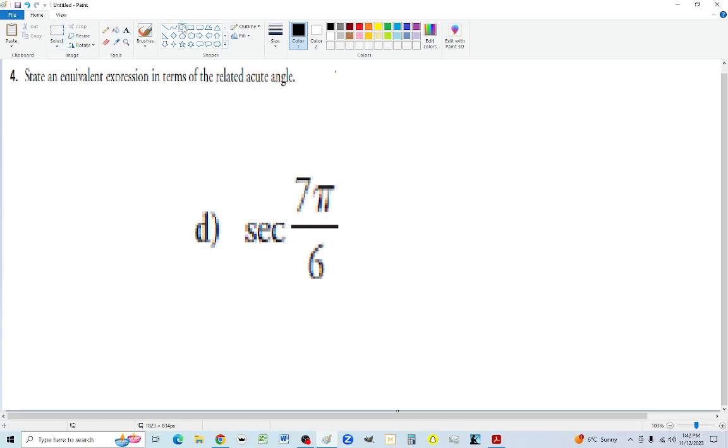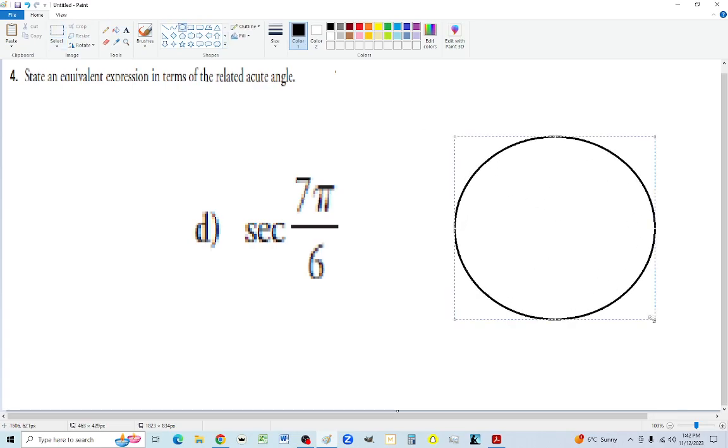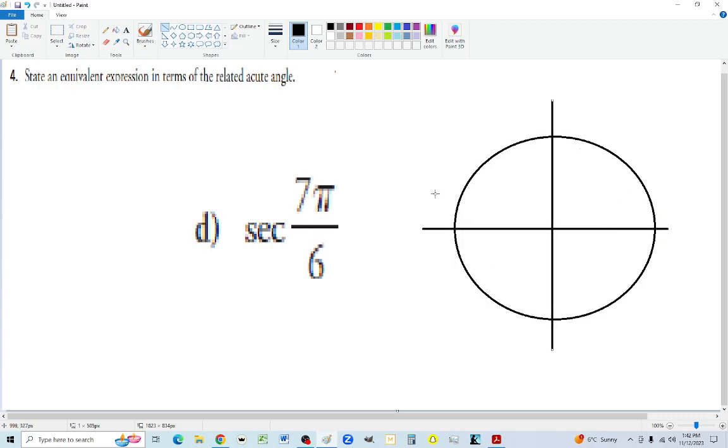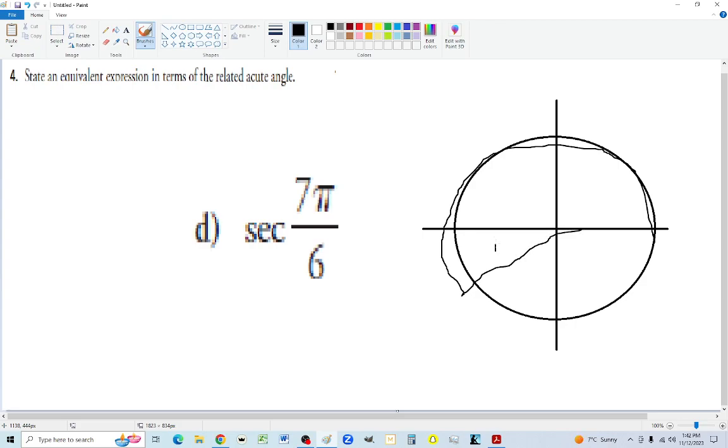So where's this one? 7 over 6 pi. Well, 6 over 6 is 1, which means 7 over 6 is just 1/6 further. We know that pi over 6 here is the same as 30 degrees.